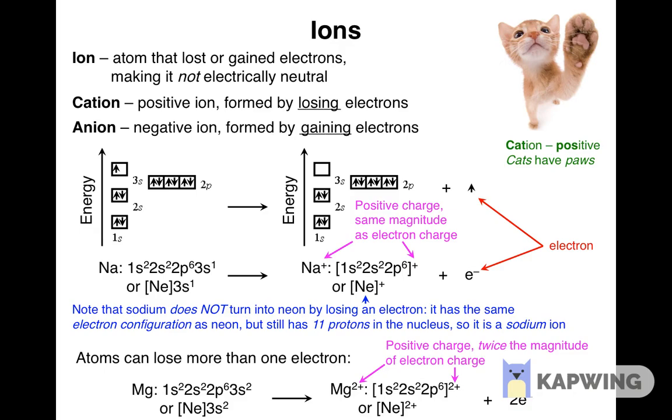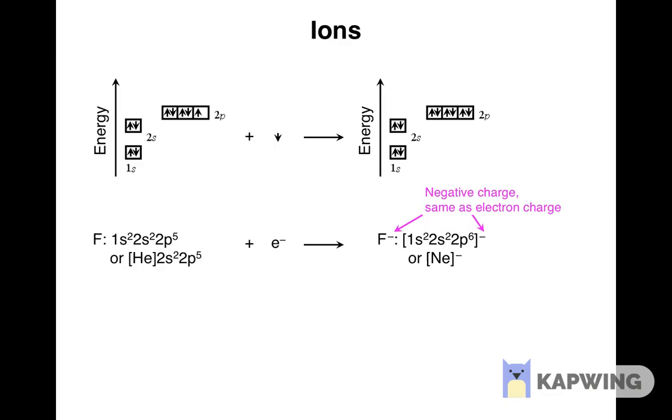Similarly, if a fluorine atom, atomic number 9, gains an extra electron, it becomes an F minus anion. The minus sign indicates that the ion has a negative charge equal to the charge of one electron. This ion has 10 electrons, and they are arranged in orbitals in the same way as they would be arranged for the neutral atom with 10 electrons, neon. However, it only has 9 protons in its nucleus, so it is a fluorine, not a neon anion.